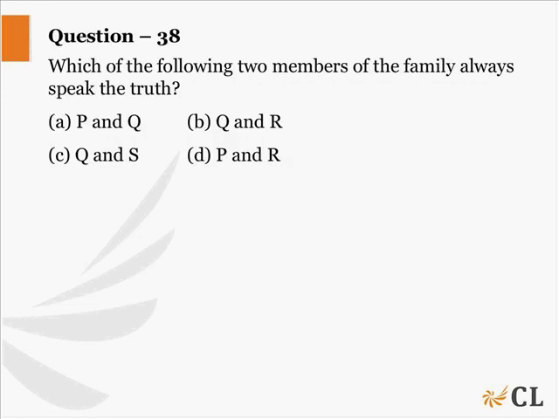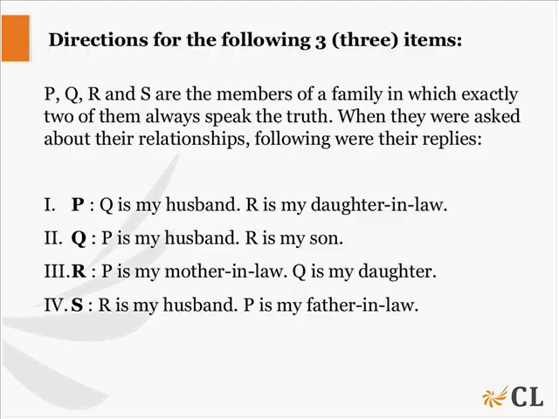Right. Now see, Q says P is my husband. R says P is my mother-in-law. Again a contradiction, because a husband has to be male and a mother-in-law has to be female. So the same person cannot be male and female simultaneously. So Q and R cannot speak the truth. Second option also ruled out.